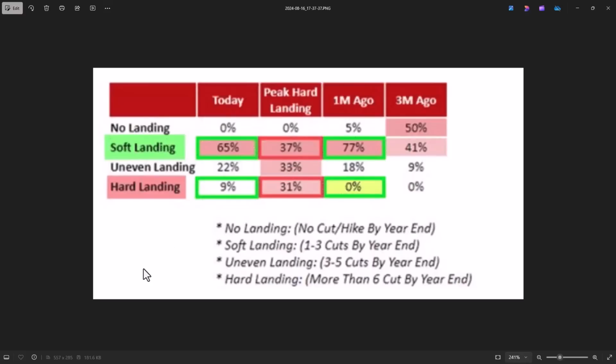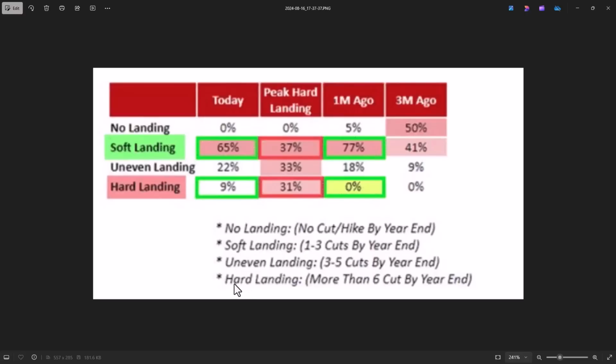When you're looking at this market and you're saying, well, we got whipsawed and I knew better, okay, everybody got whipsawed. Sure, we had short-term trades and sure, we did really well. But when you look at this, a month ago, no landing was 5%. 3 months ago, you had a 50% chance of, quote, no landing. A soft landing went from 77% and dropped down to 37%, so it got cut more than in half, and then after that peak, rallied back to 65%. You have an uneven landing, and then you have a hard landing where a month ago you had no chance, and then all of a sudden that hard landing went to 31%, and then that went to 9%.